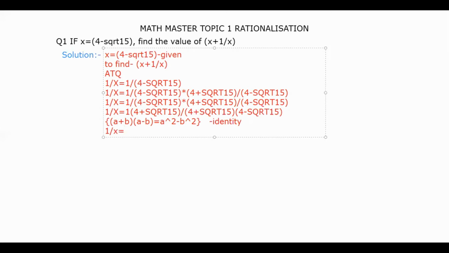1 into 4 plus square root of 15, it will remain as it is. That is 4 plus square root 15. Because whenever we multiply 1 with any number, the number remains the same. Let's divide. Now use the identity. Here I also write that, so that it will become easy for you to understand, that a equals 4, because here 4 is one digit and square root 15 is another digit, and there are the signs of plus and minus between them.